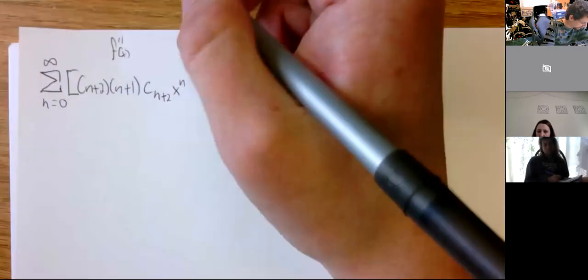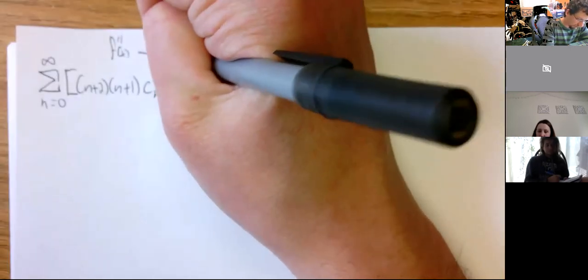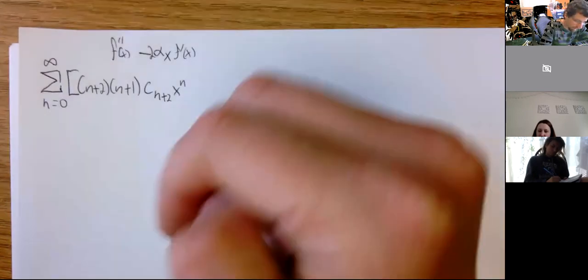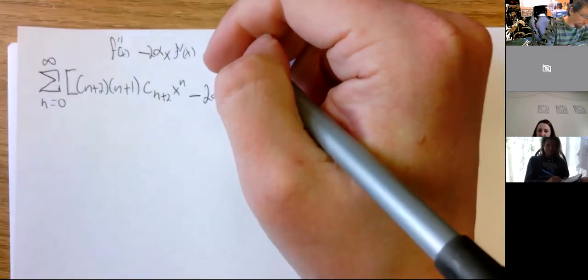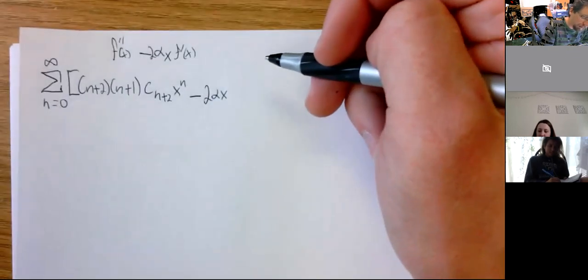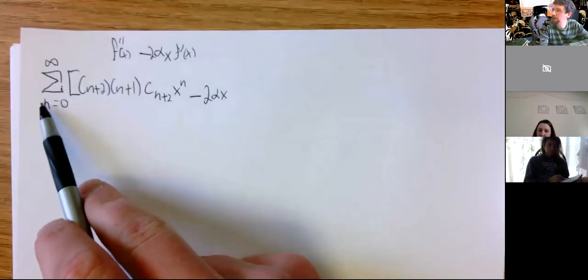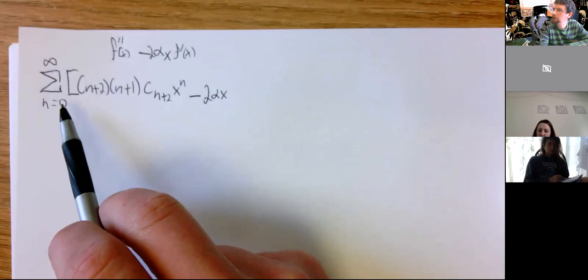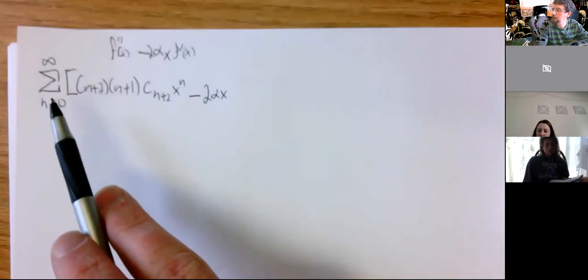Okay. What else do we need? We need minus 2 alpha x f prime of x. So we have this minus sign, 2 alpha x, and we have whatever we said for f prime. Is the bracket part of the series, or does it go for the whole equation? It goes for the whole equation.